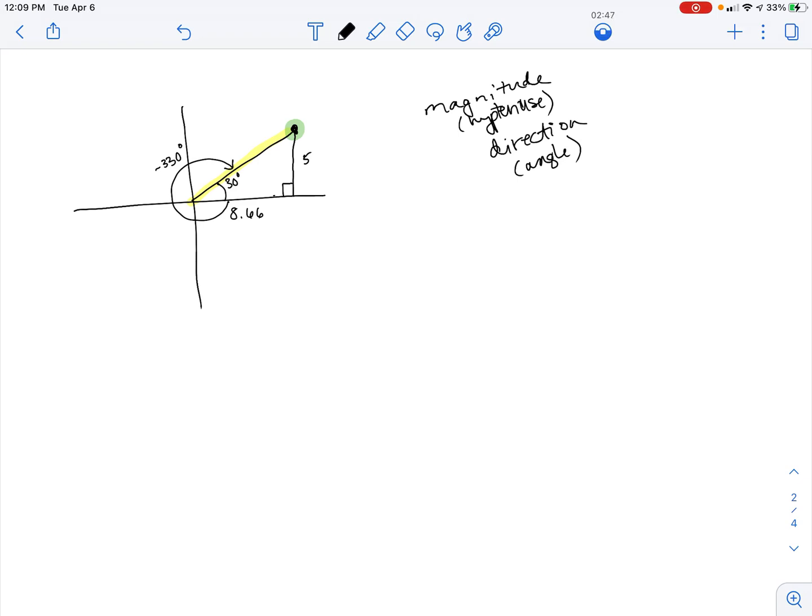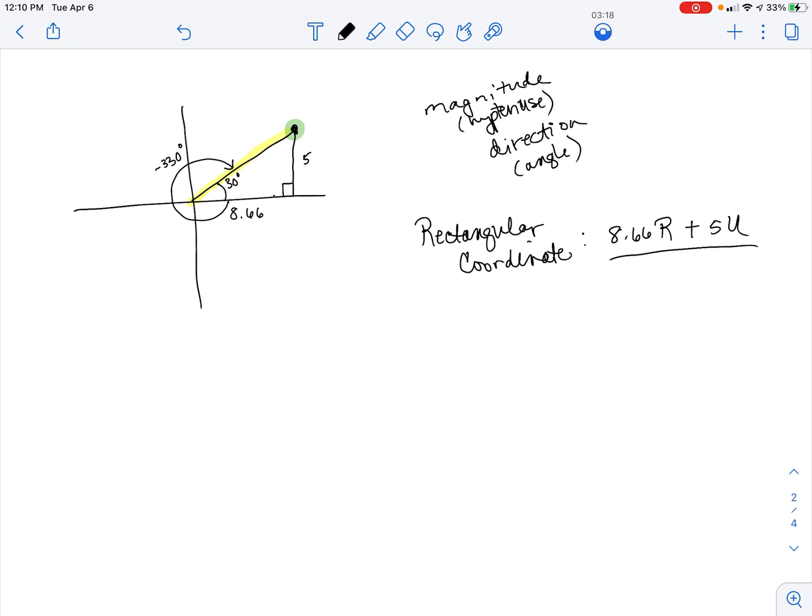Or we can also use not just a polar coordinate, but we can also designate the location of a point by using a rectangular coordinate. And in this case, this one's very easy to see. If I wrote this as a rectangular coordinate, we would say it's 8.66 to the right, positive, because it's to the right, and it's up 5 steps or units. Okay, so there's our rectangular coordinate.